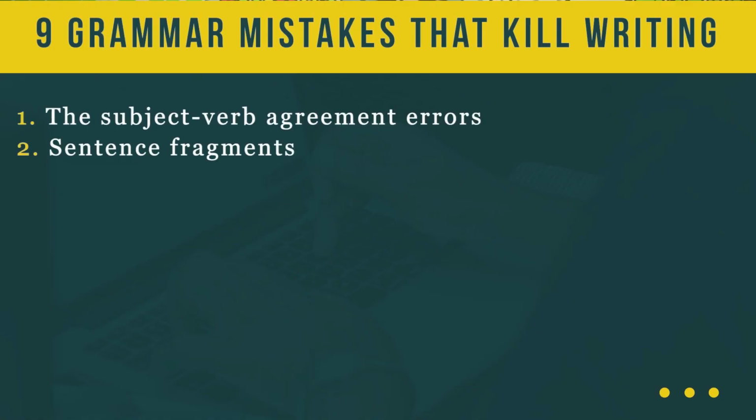So the second grammatical error writers often make is sentence fragments. Sentence fragments are incomplete sentences without an independent clause. A fragment is usually lacking something. Either it's a verb, a subject, or even both.